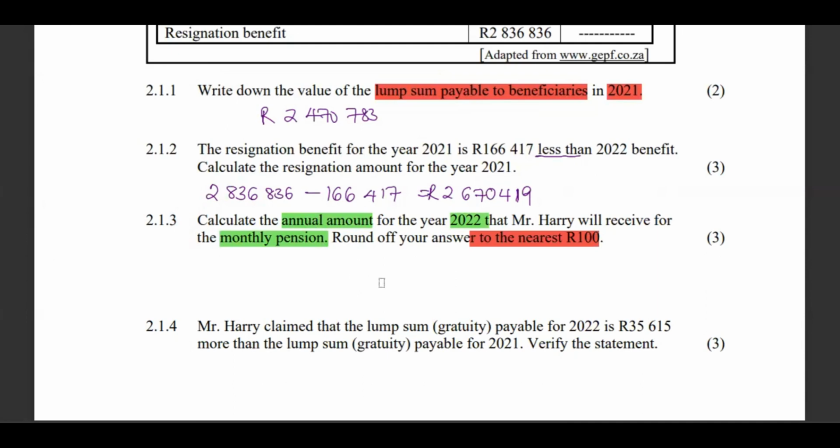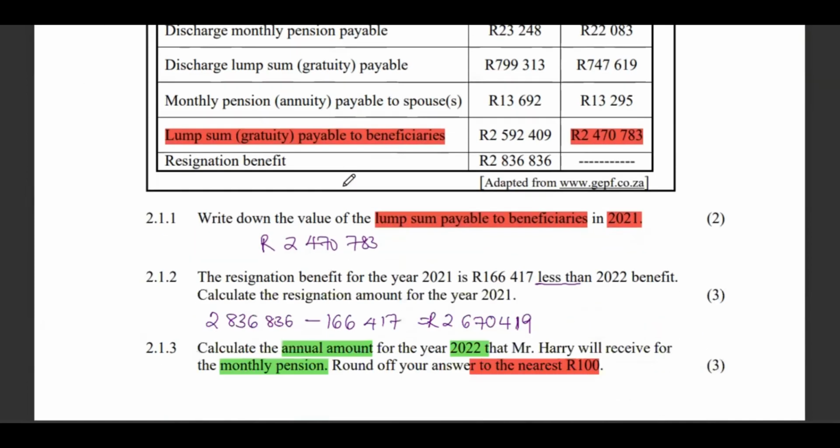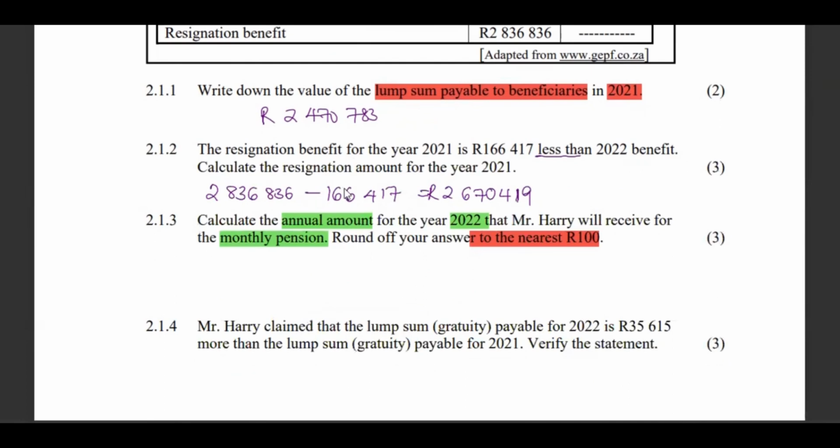So now we are looking for annual. That simply means we're going to multiply by 12. Monthly pension, so we need to get the value. So we come here. Monthly pension is this one here. Monthly pension 2022. So we shall write down this and multiply it by 12. So it's 26,383 times 12. Why am I multiplying by 12? I'm looking for the annual amount.